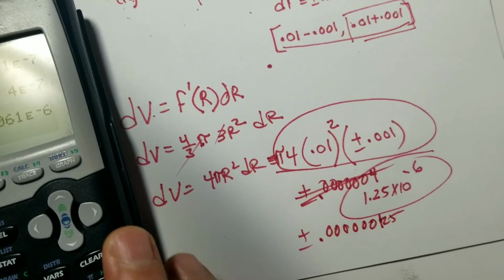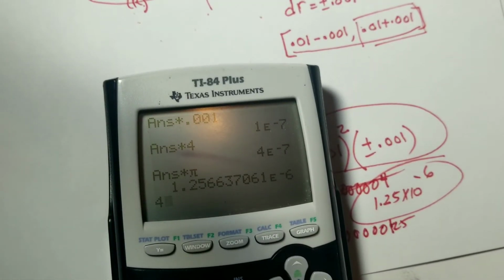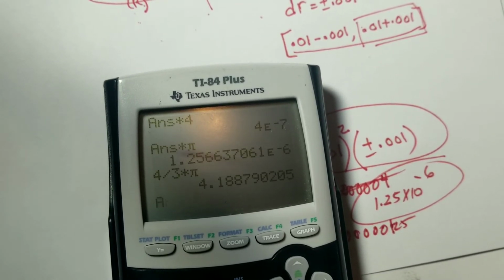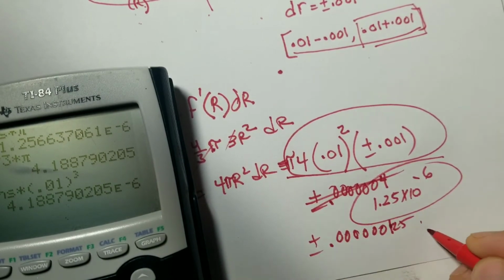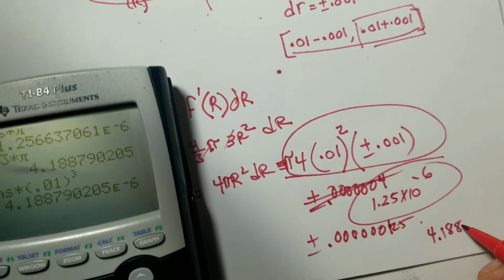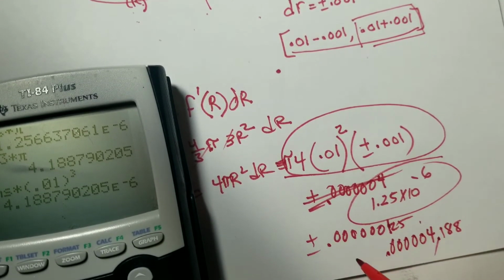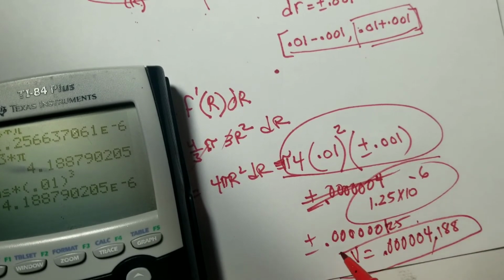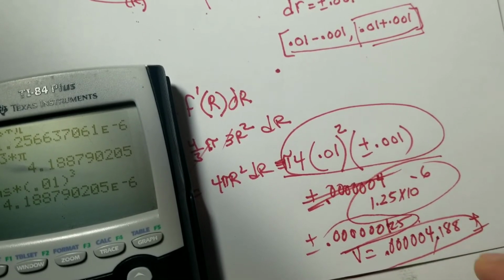But what was the volume? The volume was 4/3 times pi times r cubed. Really, the volume is 4.188 times 10 to the power of -6. This is your volume, but this is how much error you can make. You put plus or minus, so much to the right, so much to the left. That's the change in volume.